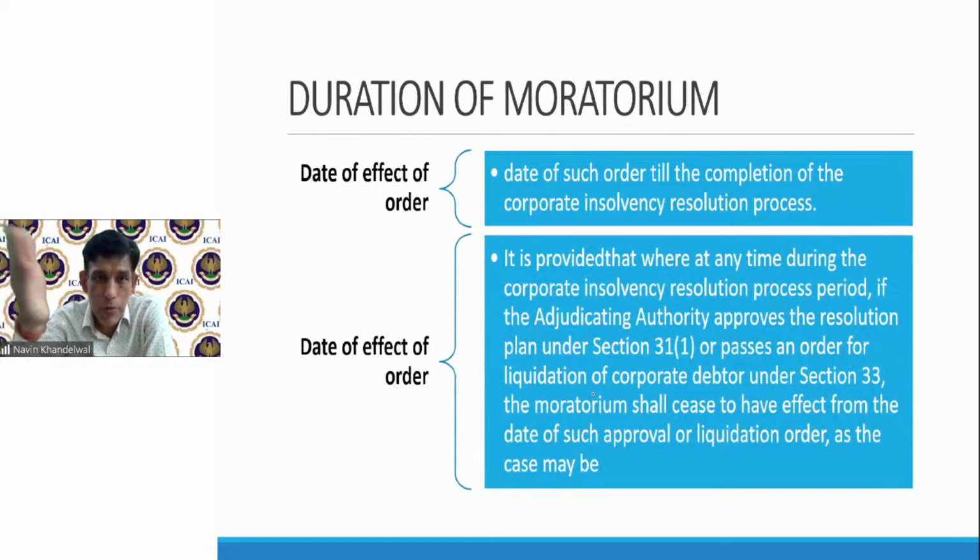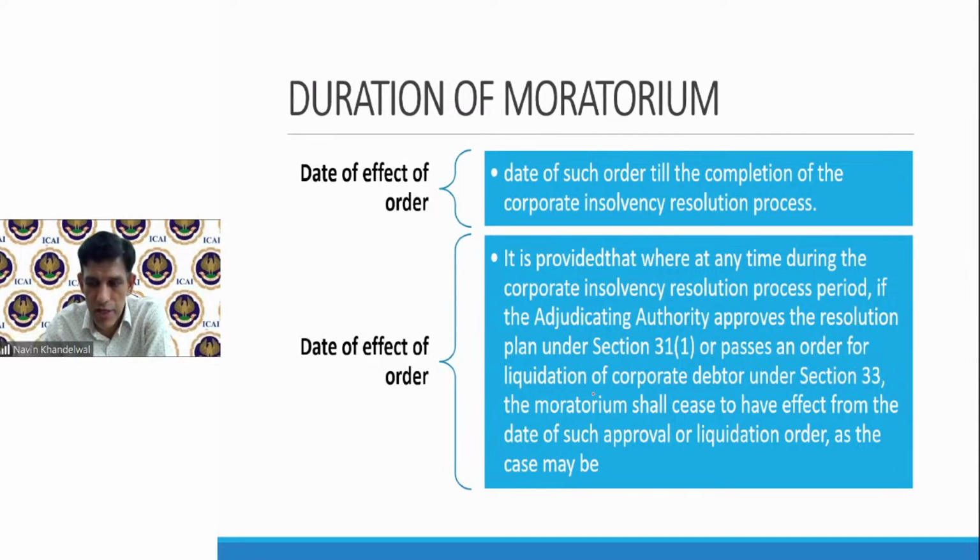The moratorium becomes effective from the date of the order. As I said, from the day the CIRP starts, the moratorium applies and continues for what period of time? Till the completion of the CIRP process, or till the day the company goes into liquidation. At the end, there could be two things: either the company will get resolved or it will be liquidated. So if it gets resolved, till the date it gets resolved, the moratorium will apply, or if the company goes into liquidation, till that date the moratorium will apply. I hope the concept of moratorium is clear.